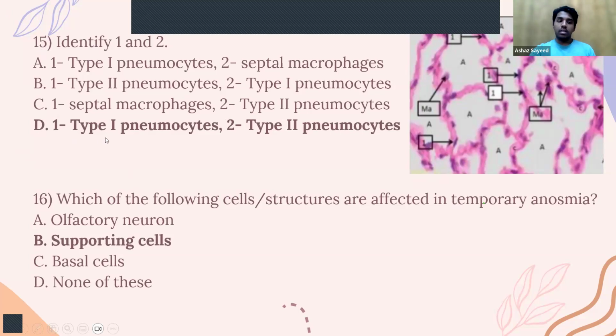One and two. The one which is marked 1, that's your type 1 pneumocytes, because you can see how flat the cells are. You can see the nuclei, they're really flat. And type 2 pneumocytes is the second one. The nuclei are more bulging. As for temporary anosmia, I've told you guys, if the supporting cell is damaged, you have temporary anosmia, because these cells regenerate. If the olfactory neuron is damaged, neurons don't regenerate that easily, and you can have permanent anosmia.